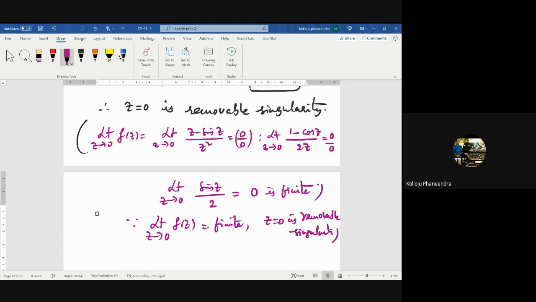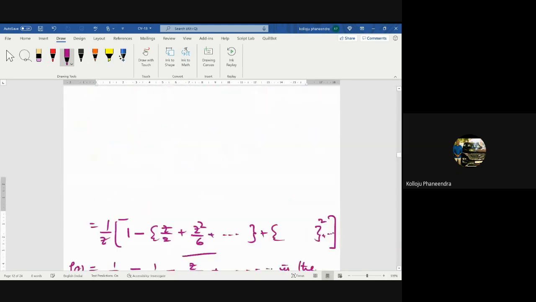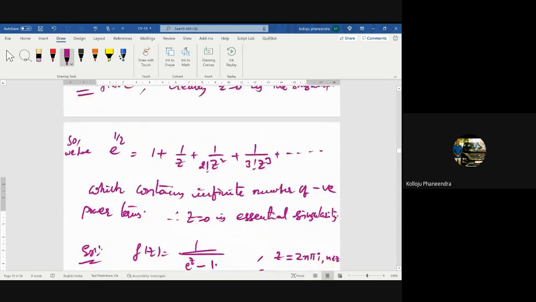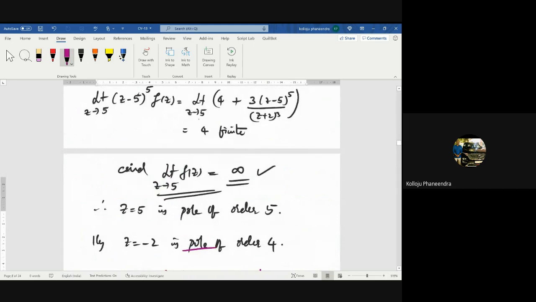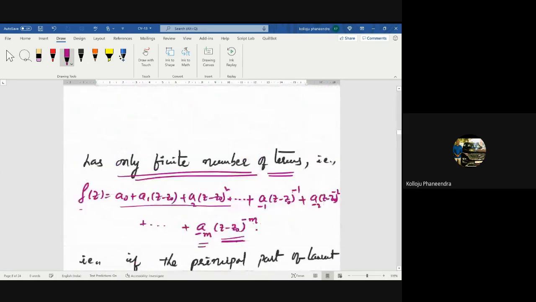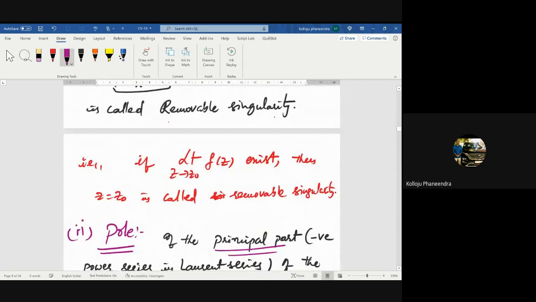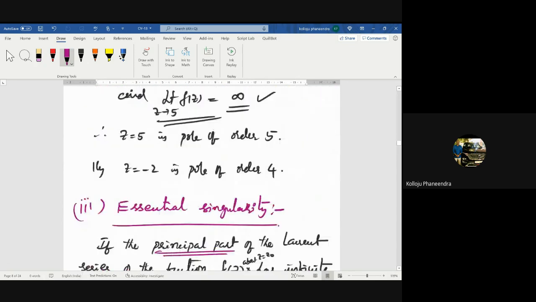This is another way of checking. I told this condition in defining the removable singularity. Is it correct? Where is that? Essential singularity. Yeah, this is pole. Okay. Yes, this one. Limit z tends to z naught f of z exists, then z equals z naught is called a removable singularity. Now, another one, let me check.